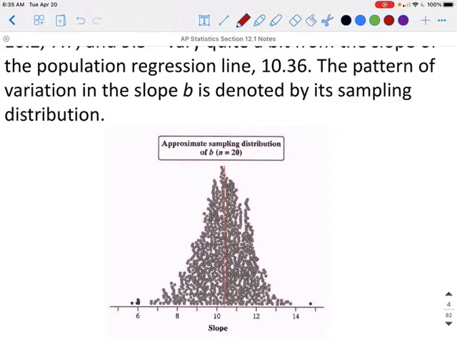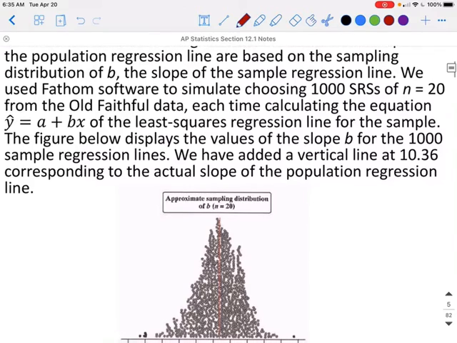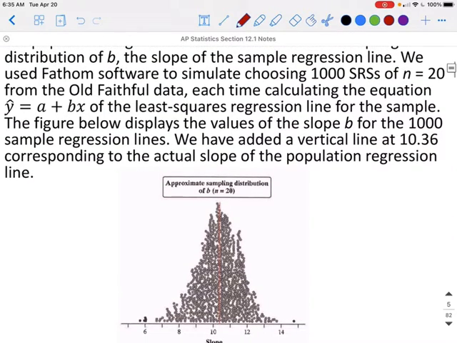If we look at the sampling distribution, remember this is all possible samples of size 20. Here's the population slope for our regression line, and then all of our points. This is the approximate sampling distribution, so it's not all of them; it shows you the slope of the different regression lines that have a sample size of 20. Confidence intervals and significance tests about the slope of the population regression line are based on the sampling distribution of b, the slope of the sample regression line.